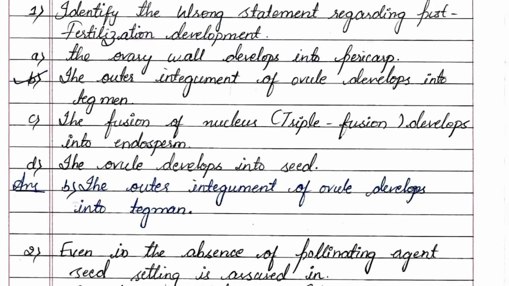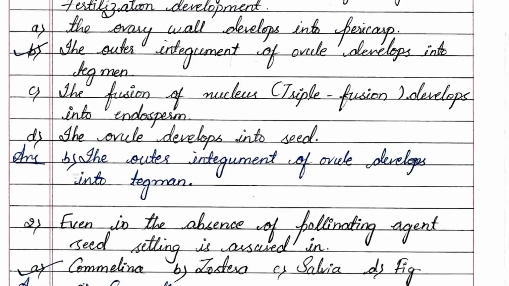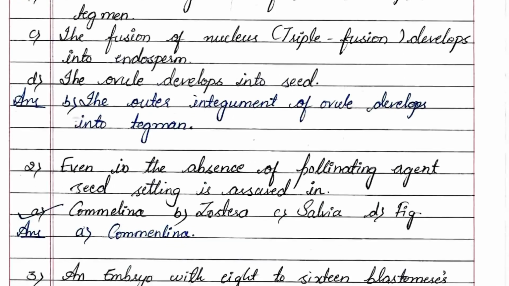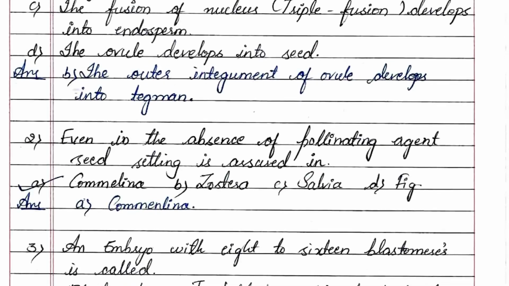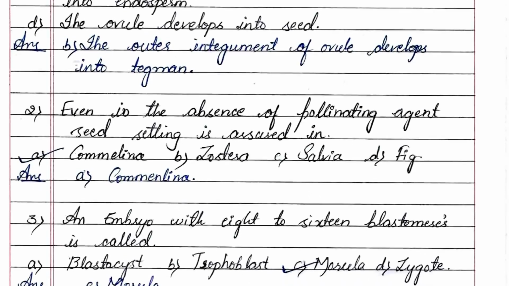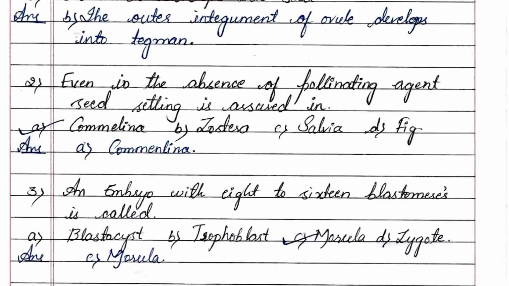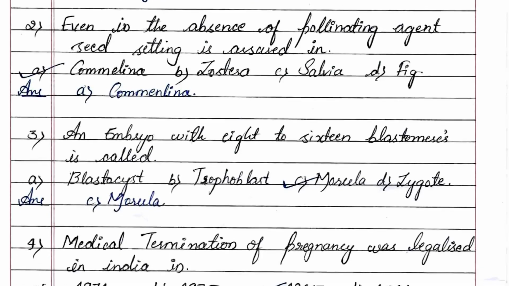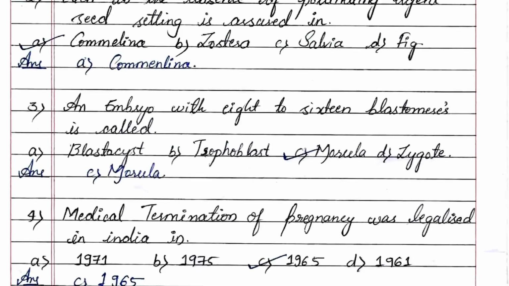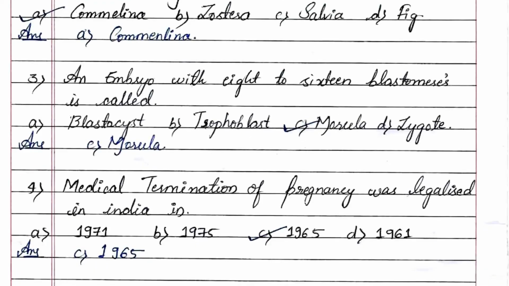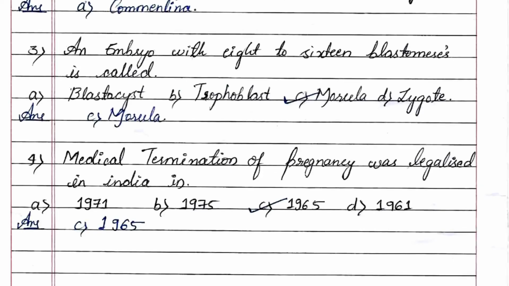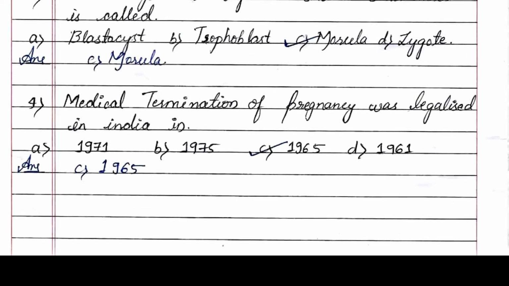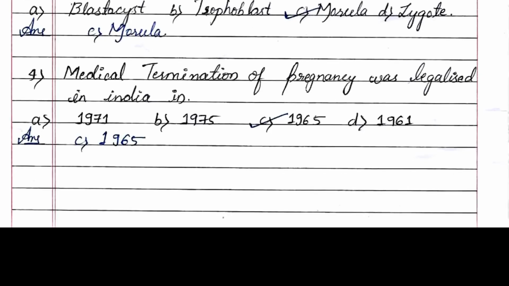Second question: even in the absence of a pollinating agent, seed setting is assured in A. Camelina, B. Zostera, C. Salvia, D. Fig. And the answer is A. Camelina. Here is the third question: an embryo with 8 to 16 blastomeres is called. Options are A. Blastocyst, B. Trophoblast, C. Morula, D. Zygote. And the answer is C. Morula.